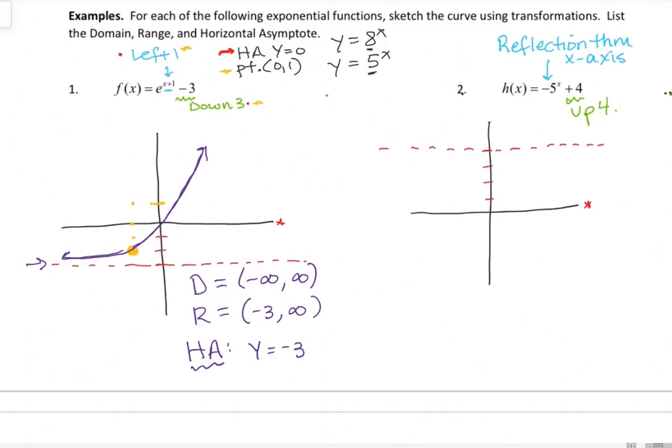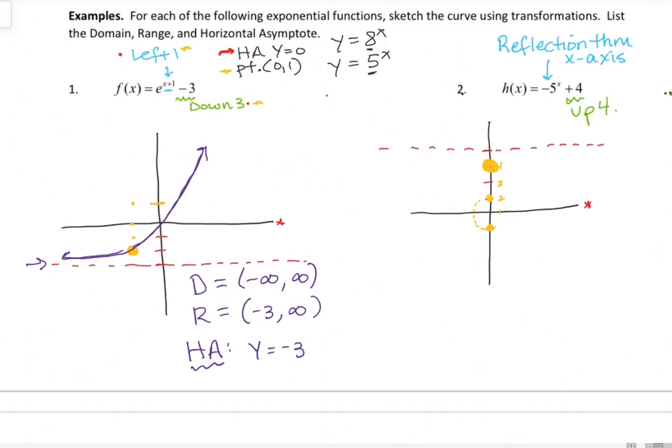The next thing I want to do is figure out where my point that starts at 0, 1 in the basic shape is going to move to. And this one will be affected by the reflection through the x-axis. So when I reflect that through the x-axis, remember it flips all the way over to here. So I'm now at -1, and then I want to go up 4. So if I now move this up 4, so 1, 2, 3, 4, that puts my point right here.